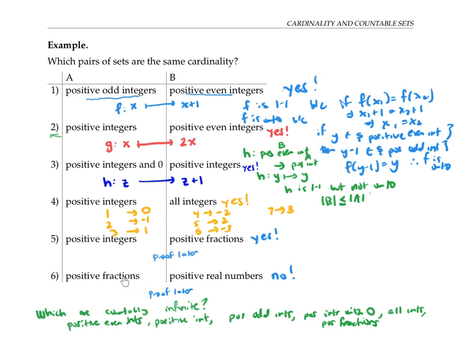Since it can't be put in bijection with the positive fractions, it can't be put in bijection with the positive integers either, because if it could be put in bijection here, then we'd have a bijection with the positive fractions. I'm using here the transitivity of bijections, right? If A is in bijection with B and B is in bijection with C, then A is in bijection with C, simply by composing the two bijections.